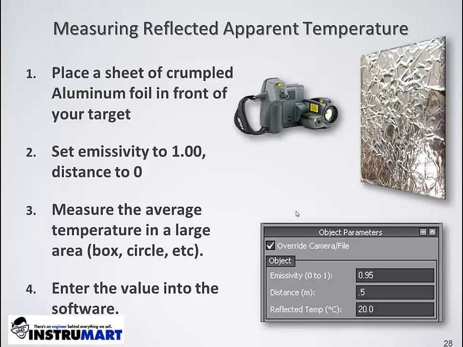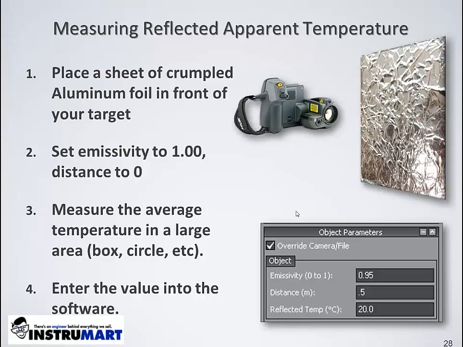First, we need to place a sheet of crumpled aluminum foil in front of the target of interest. And you may have caught this from the emissivity table shown earlier: aluminum foil has a very low emissivity value of 0.04. It is highly reflective.